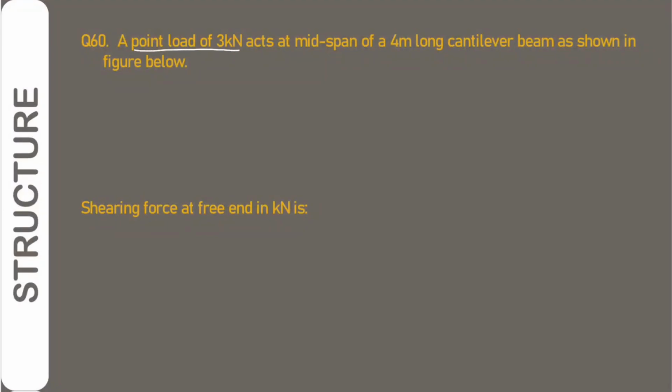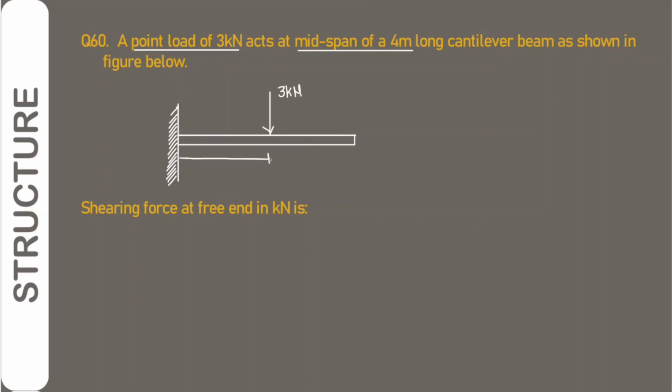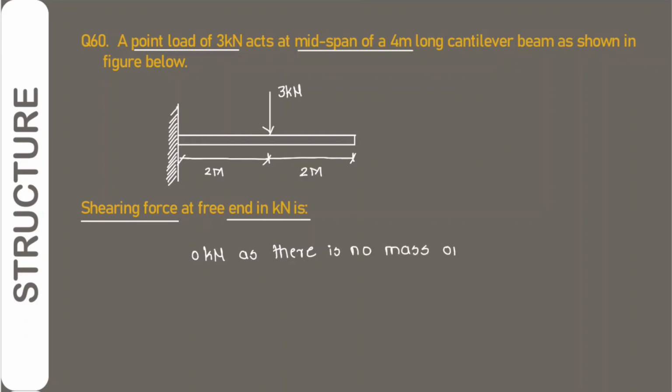A point load of 3 kN acts at the middle span of a 4-meter long cantilever beam. So this is the cantilever beam with a 3 kN force at the center. This distance will be 2 meters and the remaining will be 2 meters. What we have to calculate is the shear force at the free end in kilonewton. So it will be 0 kilonewton as there is no load on the free end of the beam.